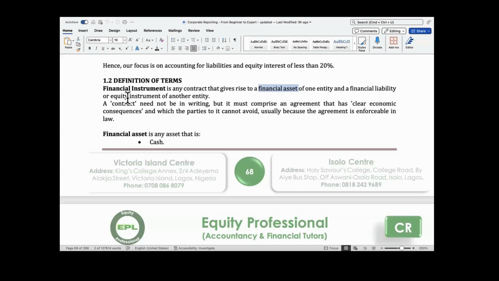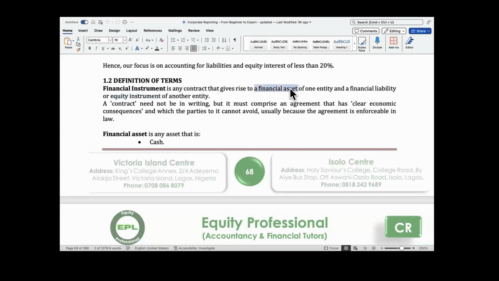For there to be a financial instrument, there has to be a contract. And this contract gives rise to a financial asset of one entity, meaning one party must have a financial asset. And another party will now have either a financial liability or equity. That goes to show that before we can have a financial instrument, there has to be two parties.